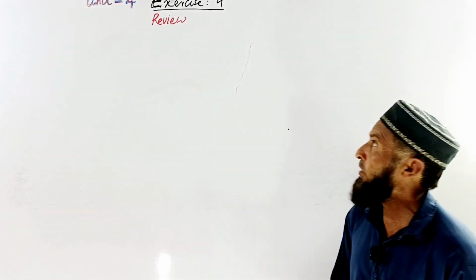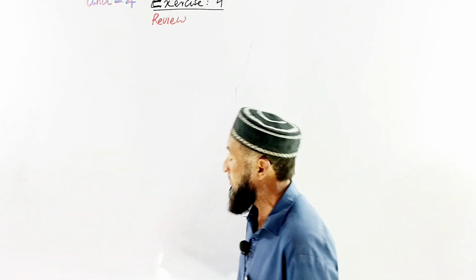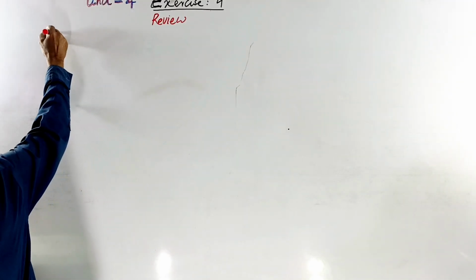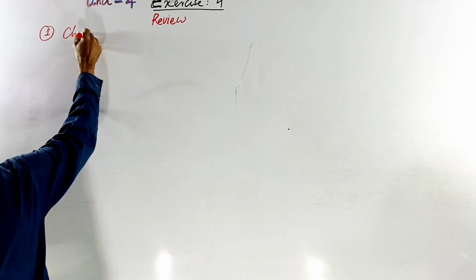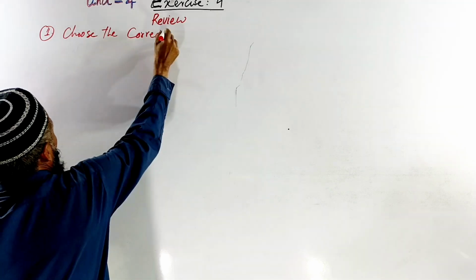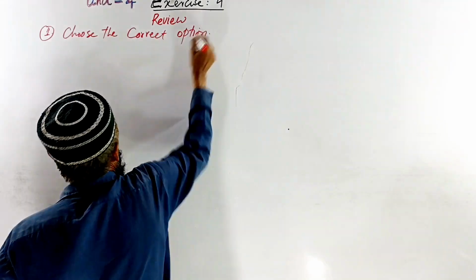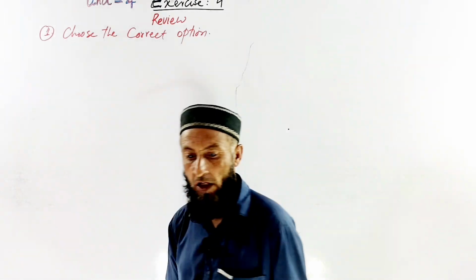Today we have a new exercise. Review exercise number 5. Choose the correct option. Question number 1. Choose the correct option. These are MCQs we are trying to solve. Let's say number first part.